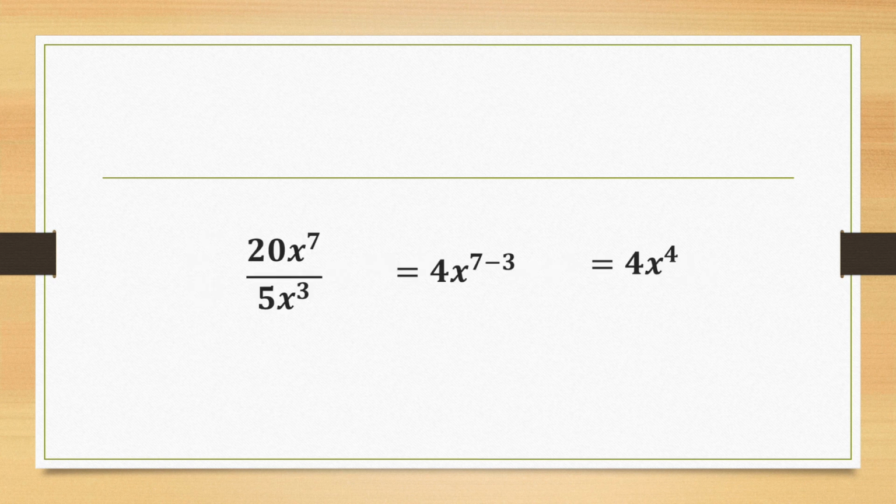Another one. 20x raised to the power of 7 over 5x to the power of 3. Divide 20 and 5 basically. 20 divided by 5 is 4. Keep the base x and subtract the exponent, 7 minus 3. So our final answer is 4x raised to the power of 4.